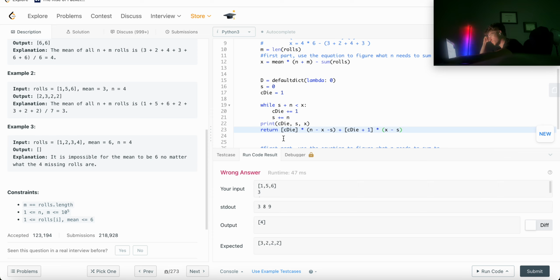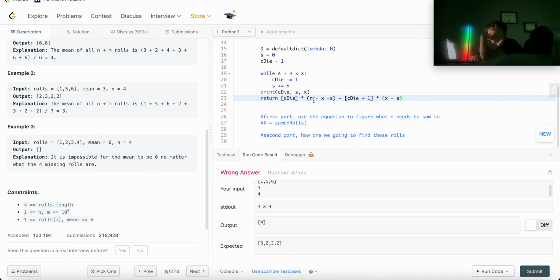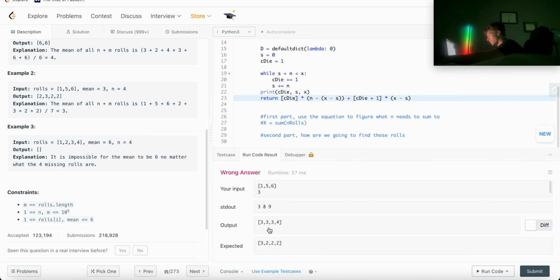Just 4. Okay, N in this example is 4. My C die value becomes 3. This is minus x minus S like this. I'm not explaining things at all here, and I apologize, guys, but I will in a second. Let me just see if this theory works out. All right. C die minus 1, because C die gets increased.